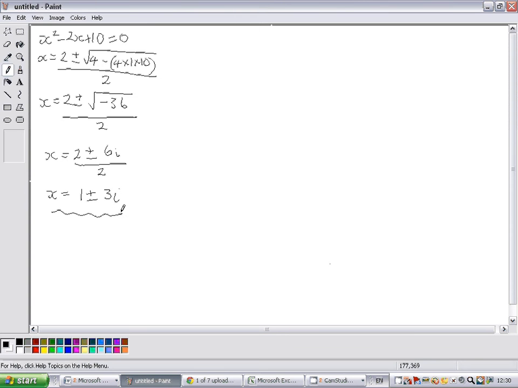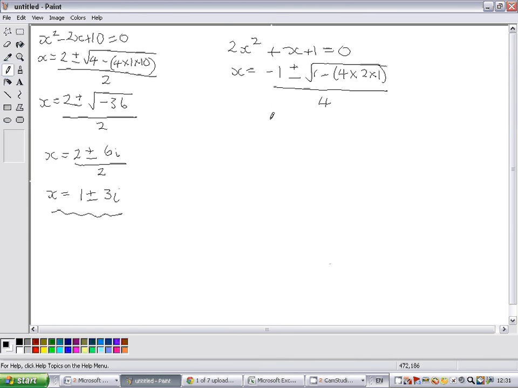Pause the video and have a go at 15 yourself first, and we'll see if we get the same answer. So for 15, we've got 2x squared plus x plus 1 equals 0. Same thing. x is minus b plus or minus the square root of b squared, which is 1, minus 4 times a times c, all divided by 2a. 2a is 4.